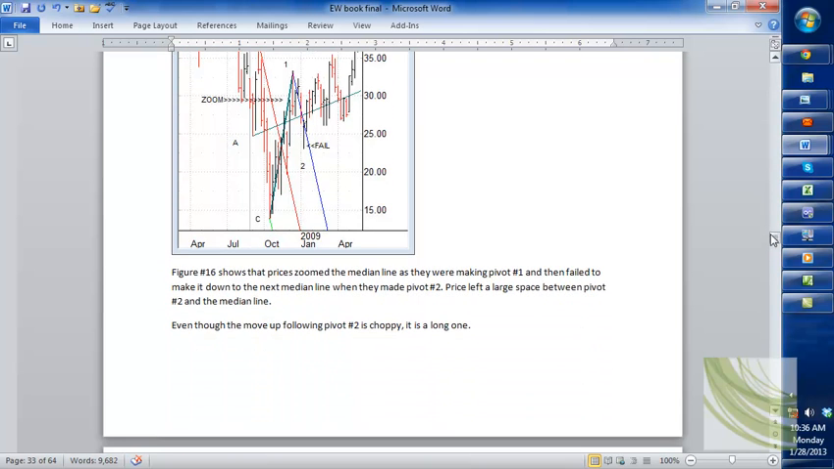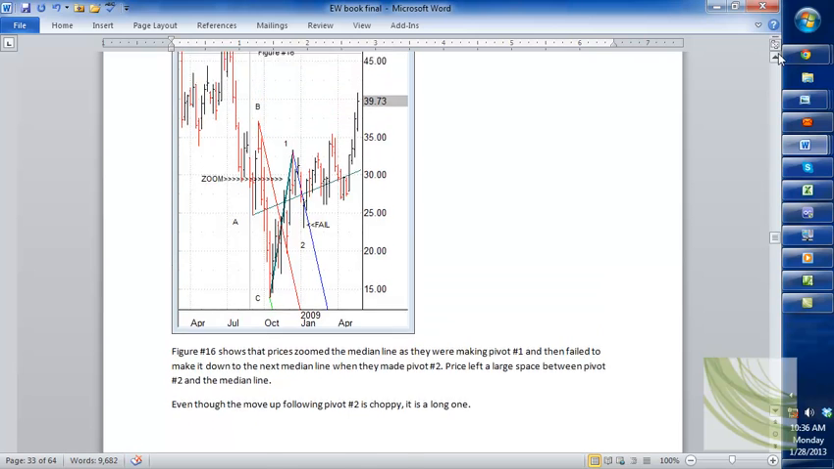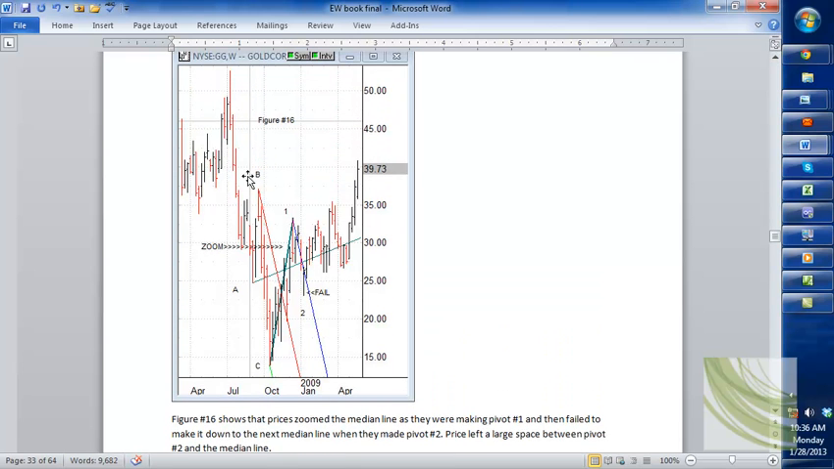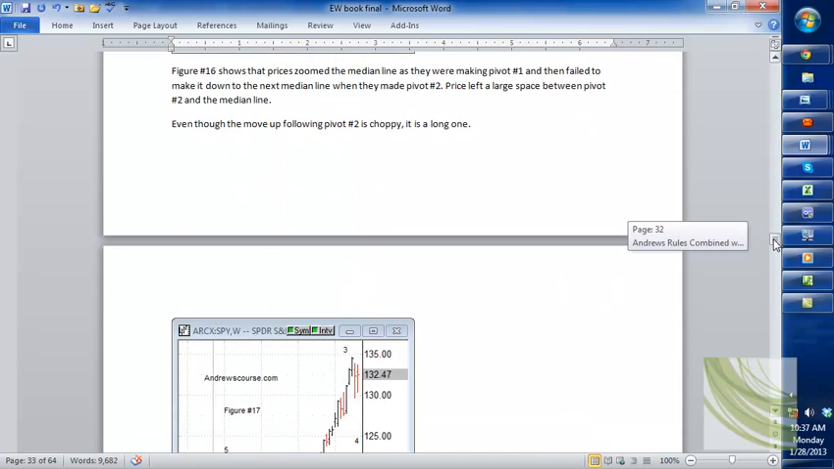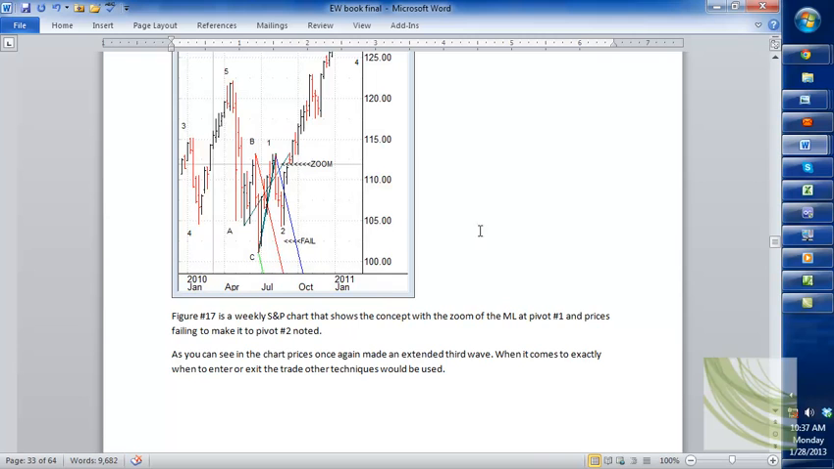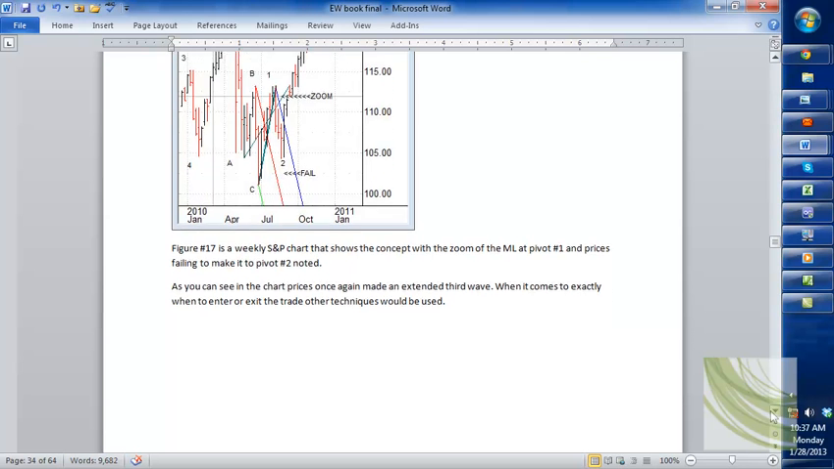So your step 1 in the 3-step process is determining your ABC, and then step 2 is looking for the zoom of the ML, and then a failure to make it to the ML. Okay, those are your 2 steps. Okay, here's another example. ABC, zoom past the ML, come back down, fail to make it. Really nice. Okay.